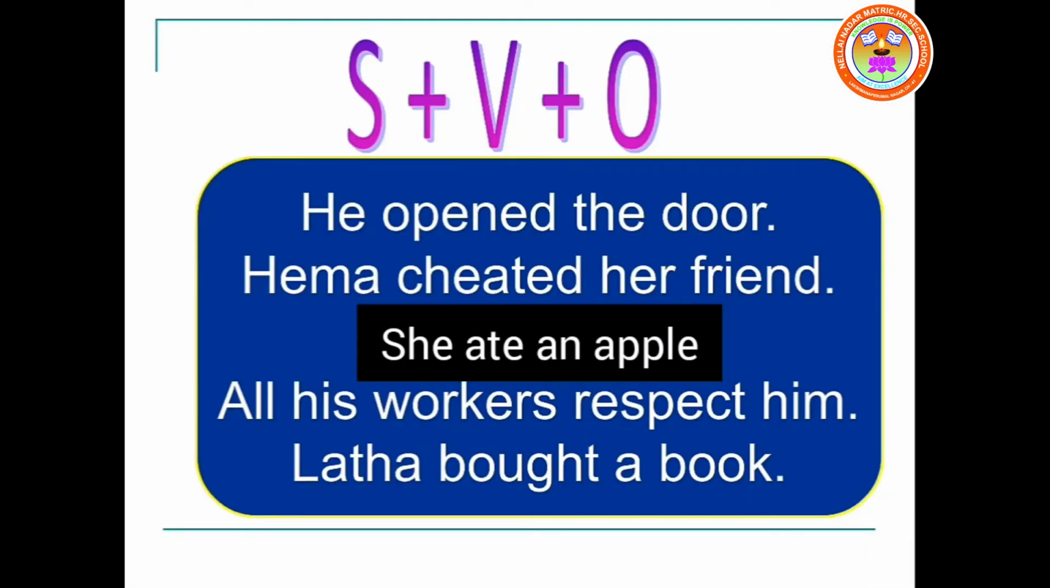The next pattern is subject, verb, object. Examples: He opened the door. Hema cheated her friend. She ate an apple. All his workers respect him. Lada bought a book.